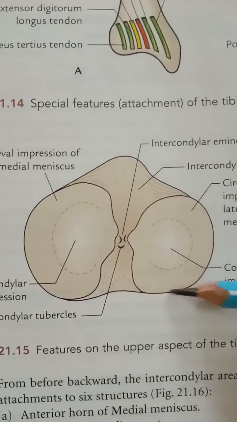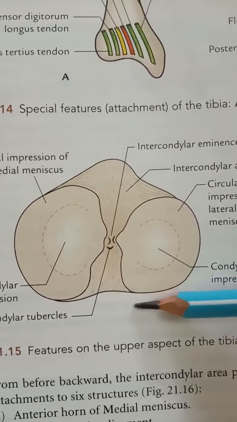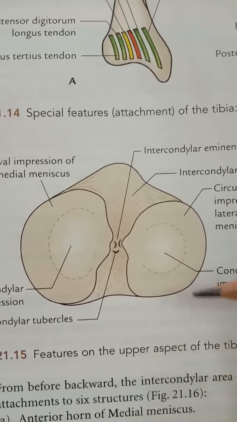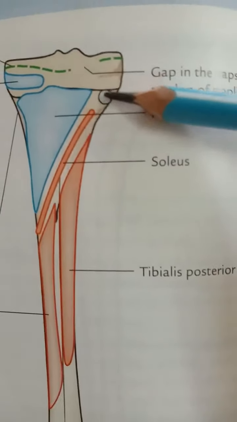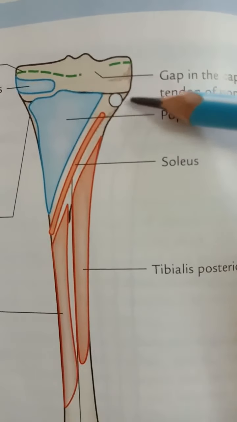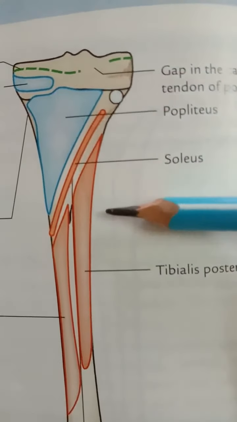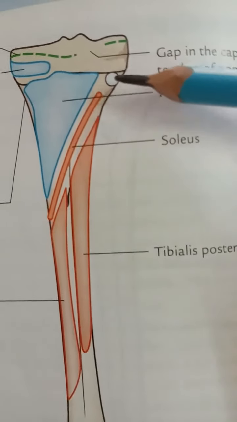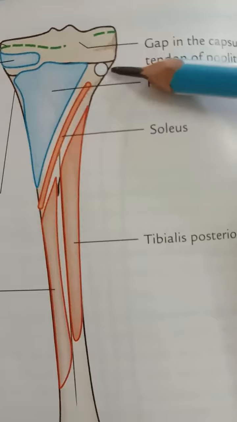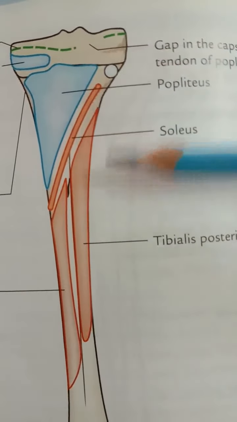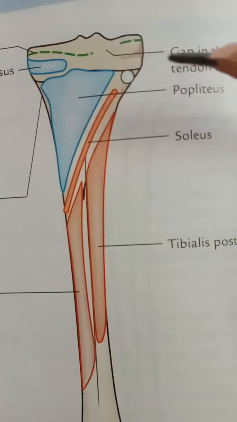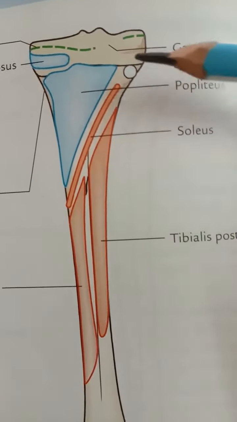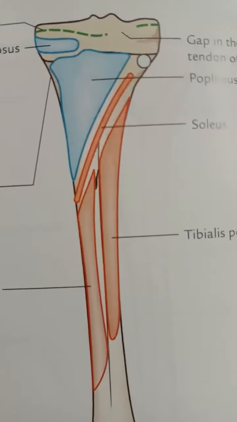Then the posterior aspect. The posteroinferior aspect of the lateral condyle articulates with the fibula. Here in this diagram, it articulates with the head of the fibula, and this fibular facet is flat and circular and directed downwards, backwards and laterally. Superomedial to the fibular facet, the posterior surface of the condyle is marked by a groove.